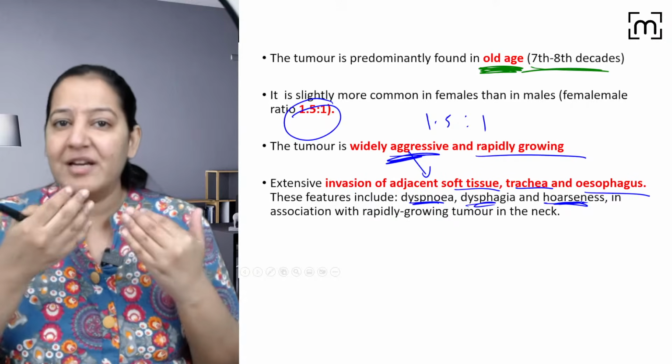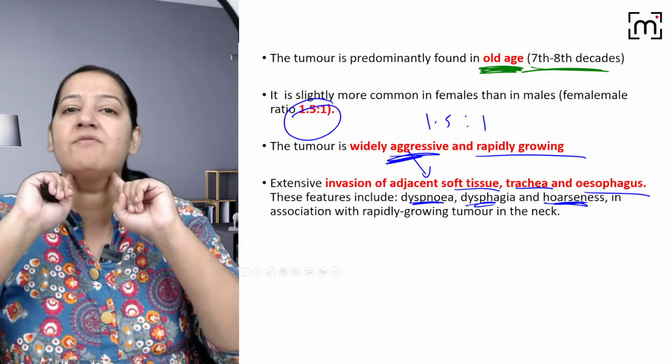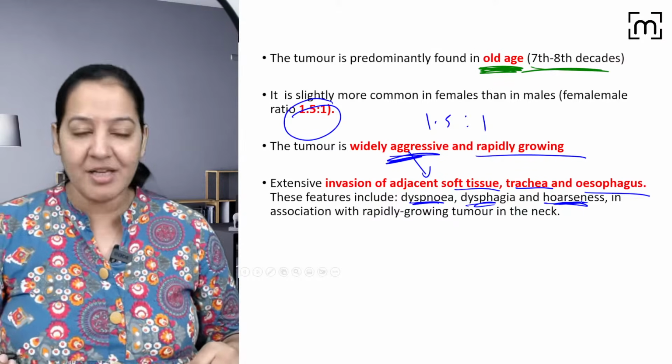Esophagus involved, patient can't eat. Patient has trouble in eating, dysphagia, obstruction in the esophagus. If larynx is involved, the vocal cords are gone. Patient cannot talk, right? Hoarseness of the voice can occur. Give me a thumbs up if you are getting it.